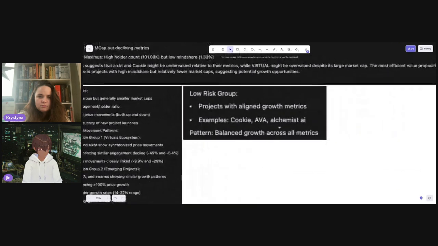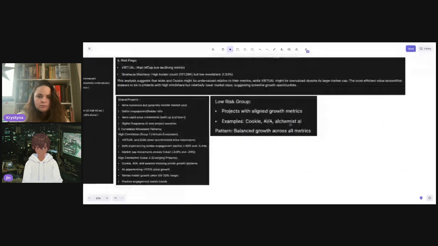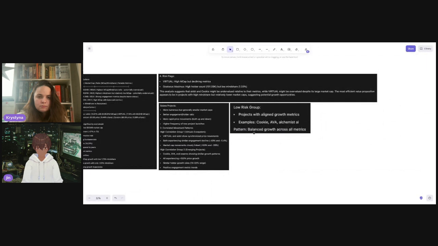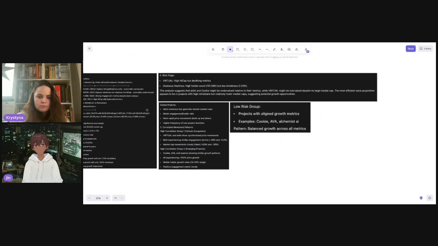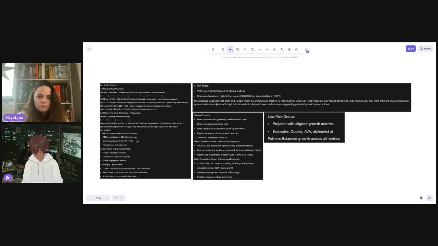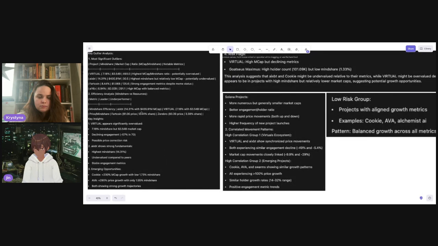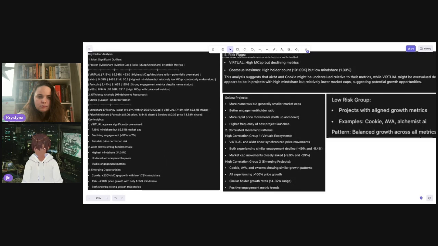These are the biggest recommendations: Cookie, Ava, and Alchemist, which has a pattern of balanced growth across all metrics. And to be honest, my thing might be wrong, but the Cookie data is good, and I trust AI more than my decisions on trading anyway. So we'll see how it works. But I'm keen to know. Tell me more about the Cookie agent, because that's very cool.